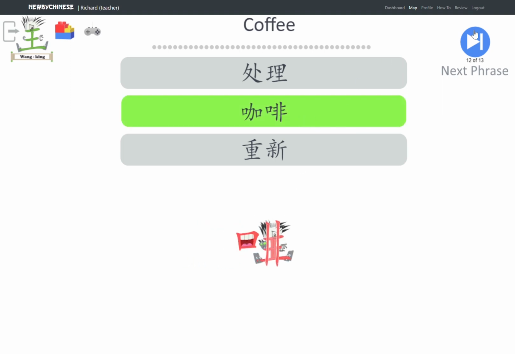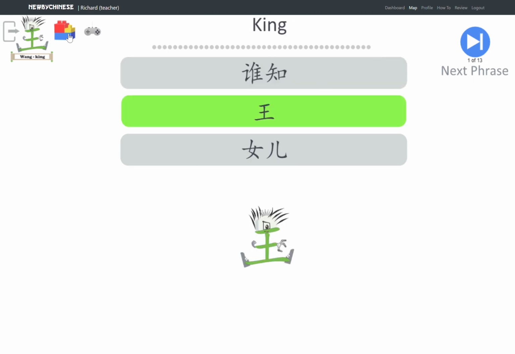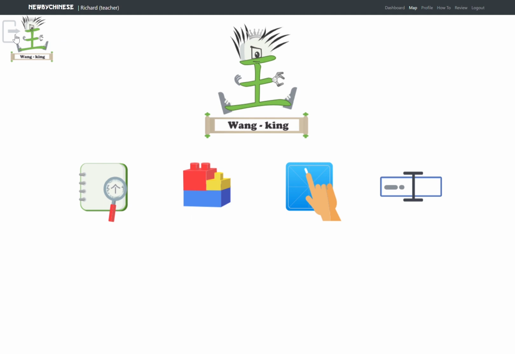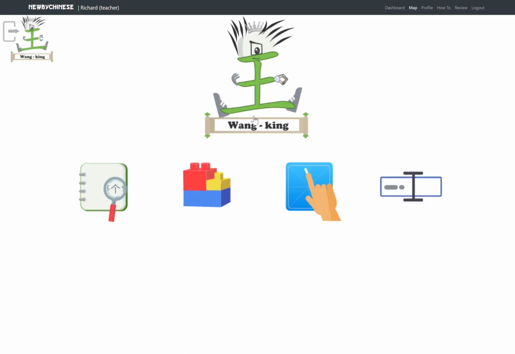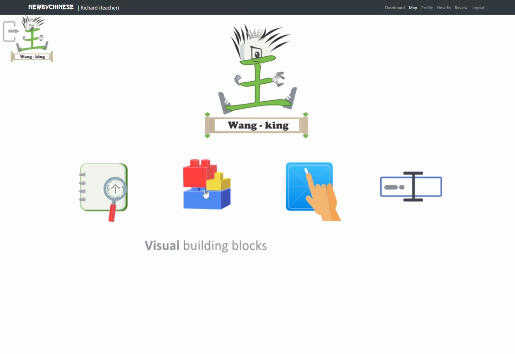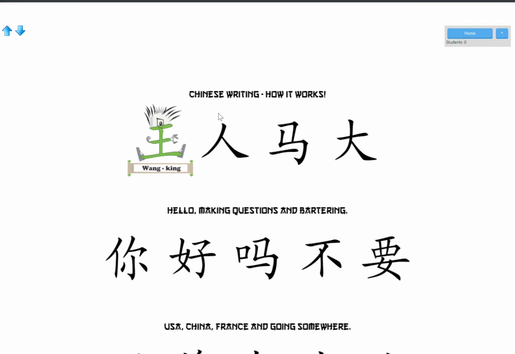Okay, coffee. Yes. There it is. Commit a crime. Guilt or crime. Yes, it does have that. Yeah. This is a crime. Got it. Okay, king. And so on and so forth. And that's how we're using something like a Wang to visually analyze a whole ton of Chinese characters and make an extremely efficient way to memorize these visual structures. And in the next video, we'll talk about what we're doing with the pronunciation and how we're making a very efficient pathway to know how to pronounce a whole ton of Chinese characters in one go.